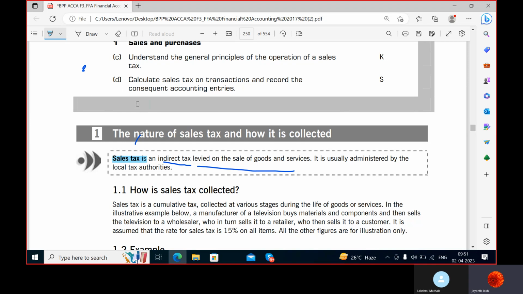So sales tax is an indirect tax levied on sale of goods and services, and basically it is administered by local tax authorities. Like who is going to govern sales tax? The local tax authorities, because when we talk about taxes, taxes are handled by income tax authorities. And on an area-wise basis, there can be local tax authorities who are going to administer this sales tax.